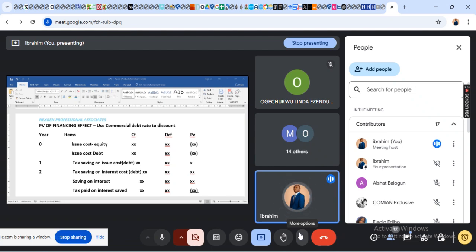And you just need two items. One, the base case NPV and the PV of financing effect. The addition or subtraction of the two will give you adjusted present value. Then you can say, is it positive or is it negative? If it is positive, you say they should go ahead. If it is negative, you say no. It means it will not be viable, right? And that is it.